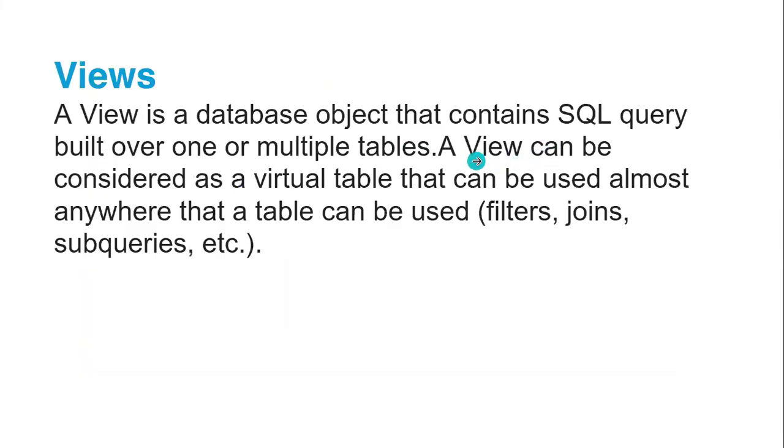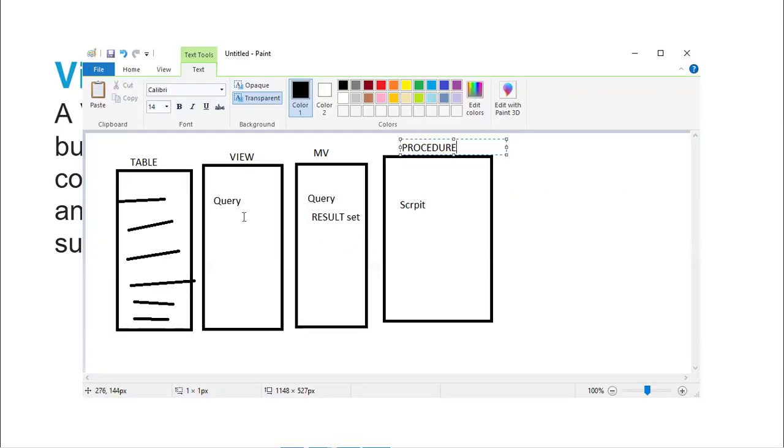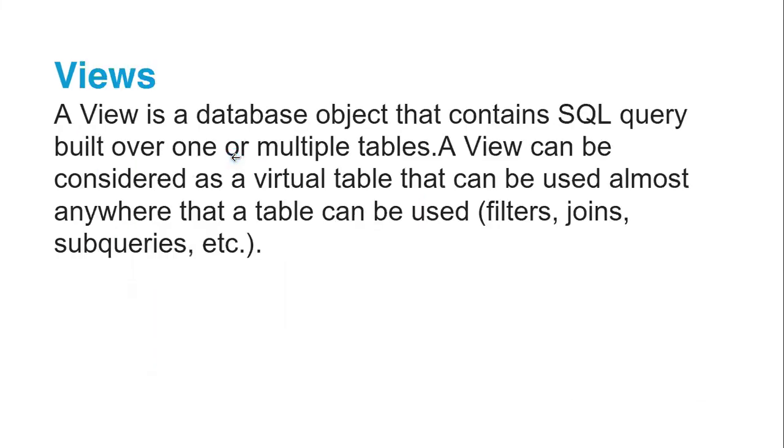Next, a view is considered a virtual table that can be used almost anywhere that a table can be used. Whatever view I'm creating can be used as a table. With the help of a table, I can do joining, filtration, sorting, grouping, transformations, everything. Similarly, I can do all those things on the view also. Clear? Any doubts?